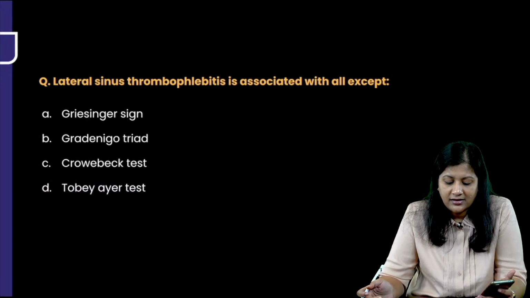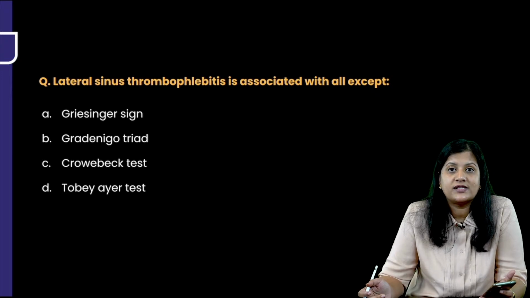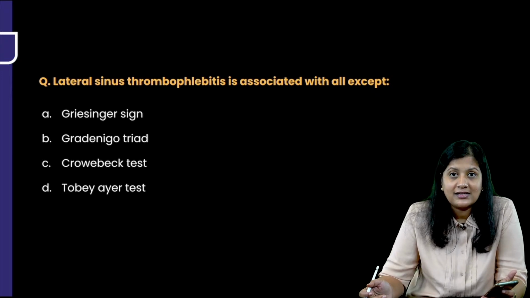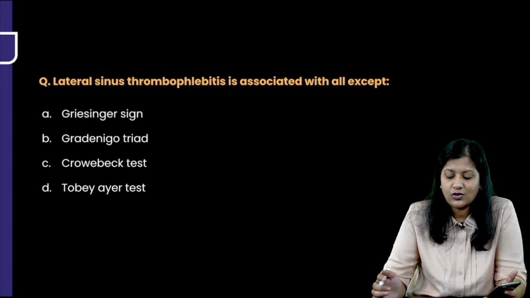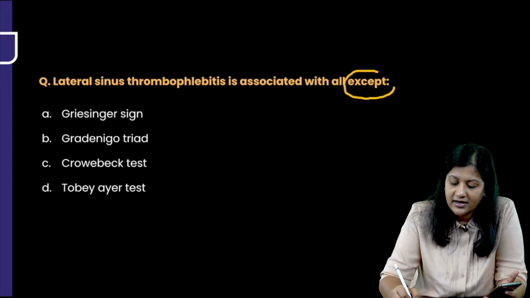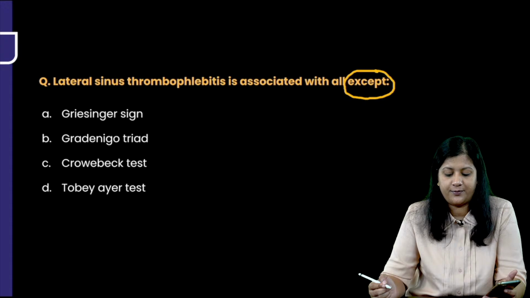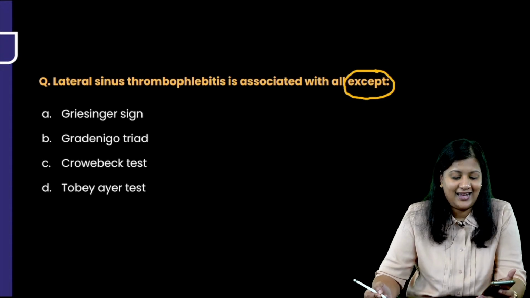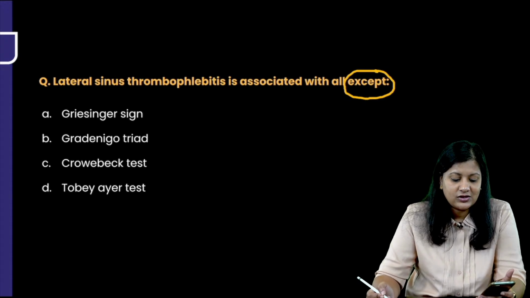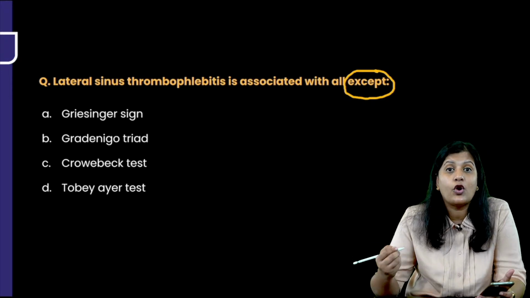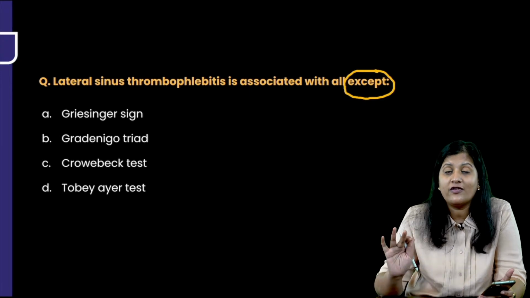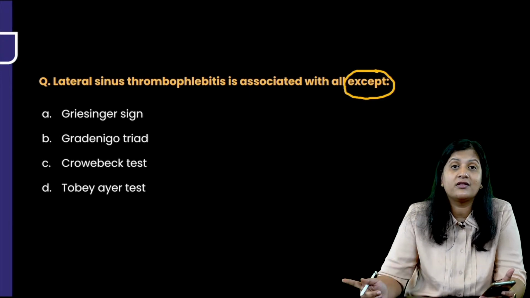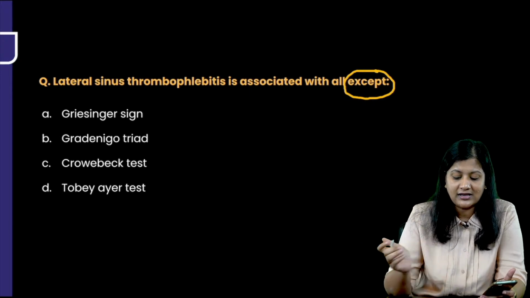Okay, so lateral sinus thrombophlebitis is associated with all except Griesinger sign, Gradenigo's triad, Krobek's test, Toby-Ayers test. So all are associated with lateral sinus thrombosis except which one? Yes, I am seeing the answers coming in. So Sharmila, please check your answer. I am saying except, which is not associated with lateral sinus thrombosis. Rest all of them are associated. One particular thing is not associated, and we have discussed that.